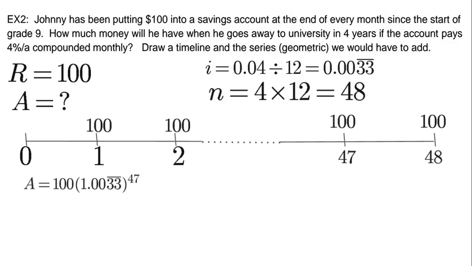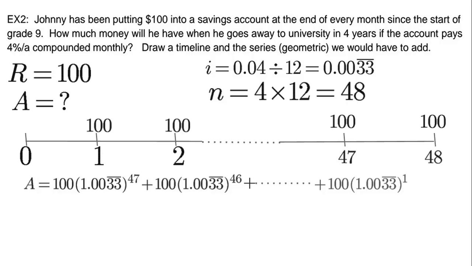So just one at a time, the first 100 has been in the account for 47 months. The second one's 46. The second last one is just once, and the last one has just got there. It's $100.